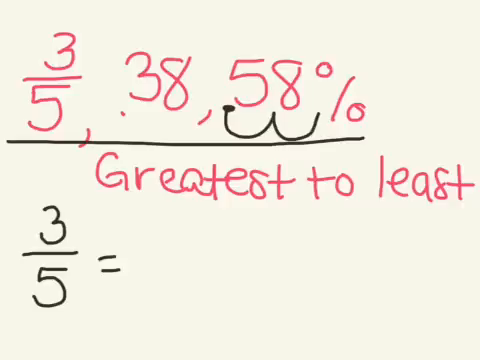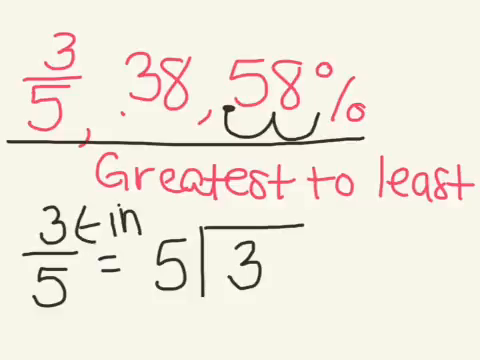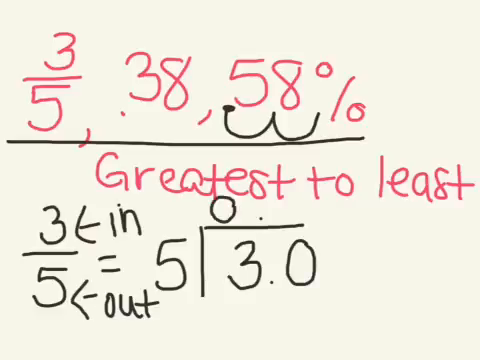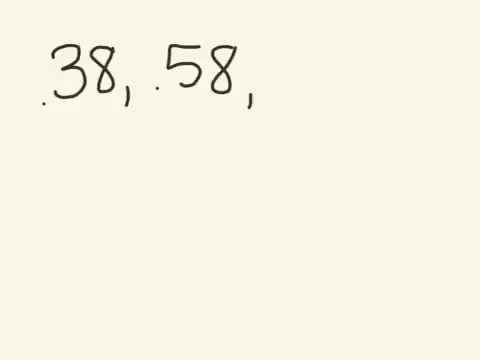We changed 3/5 into a decimal by doing top in, bottom out. So we're going to put our 3 on the inside and our 5 on the outside, just to remind everybody. Does 5 go into 3? No, 5 does not go into 3. So we add a decimal and a 0. Does 5 go into 30? Yes, 5 goes into 30, and that's 6 times, and that's an even 30, so we are complete with our decimal. So now we have 0.38, we have 0.58, and we have 0.6.